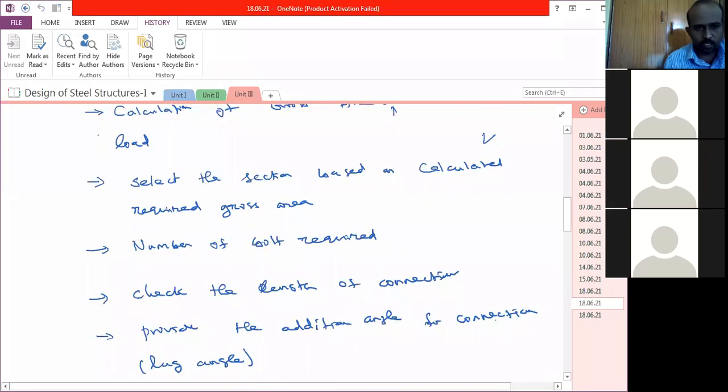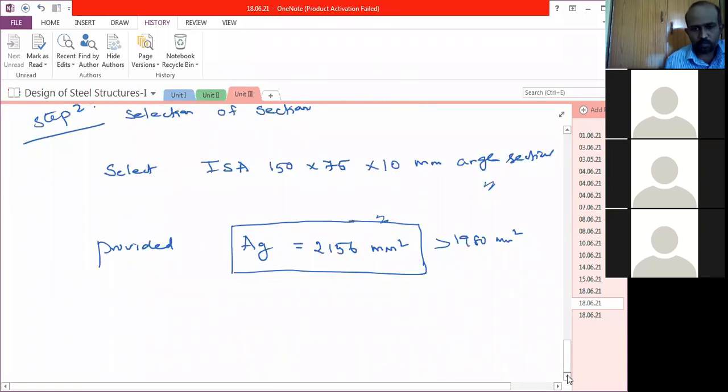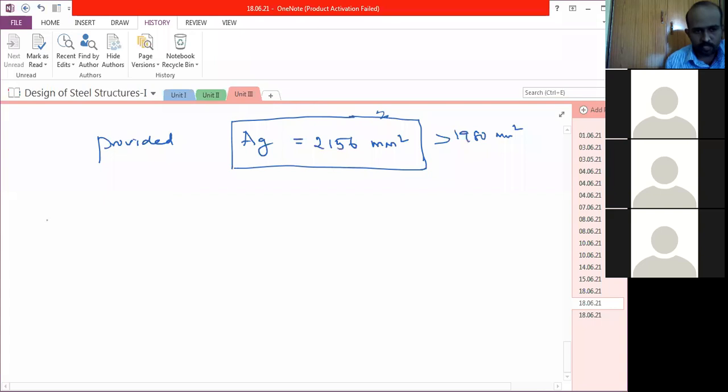So we have the calculation of gross area and selection of section, and the number of bolts is required. That needs to be calculated. Am I right? Calculation of number of bolts, that means step number 3. So what needs to be calculated? Strength of one bolt is needed. Then only can we calculate the number of bolts.